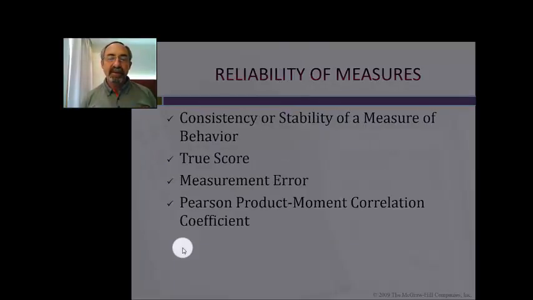So reliability, again, is a measure of the consistency or the stability of a measure of behavior. We'll talk about the true score versus the measurement error and how we can relate that to what we just talked about in our other lecture on the Pearson product moment correlation coefficient. What does it mean to have a reliability measure, and how can we use the correlation coefficient to help us improve or at least assess the reliability of a particular measure? And again, when we're talking about a measure, we're talking about an instrument that you might develop, such as a survey or an observation sheet or any other way of looking at those particular elements.